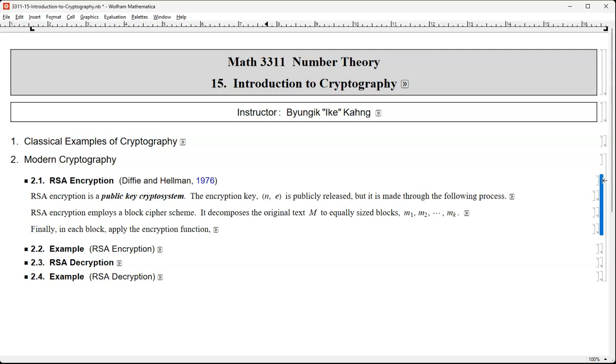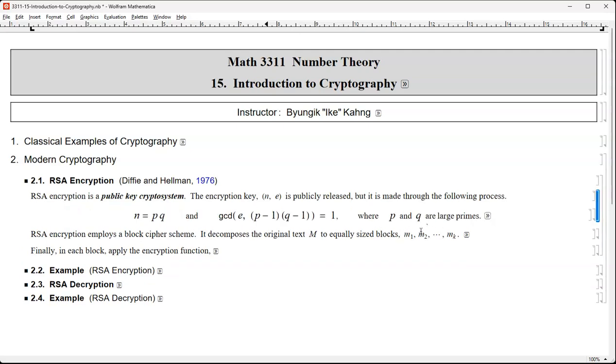RSA encryption is a public key crypto system. The encryption key, which consists of two numbers, N and E, is publicly released. So anyone who wants to find out can find out. But it is made through an interesting process like this. We begin from a couple of large primes, kind of like a 30-digit number and a 40-digit number. And then multiply those two to get N, which is part of the encryption key. And then another positive integer, which is relatively prime to P minus 1 times Q minus 1. And put those two together and we have the encryption key.